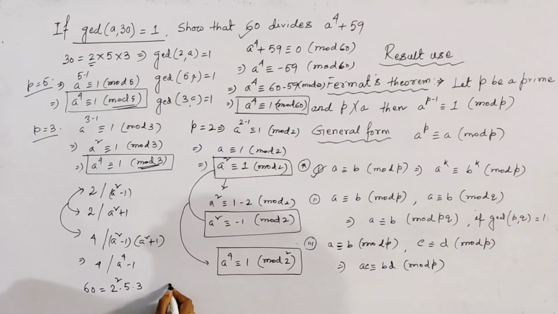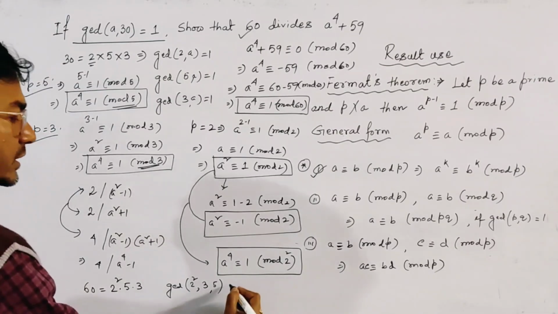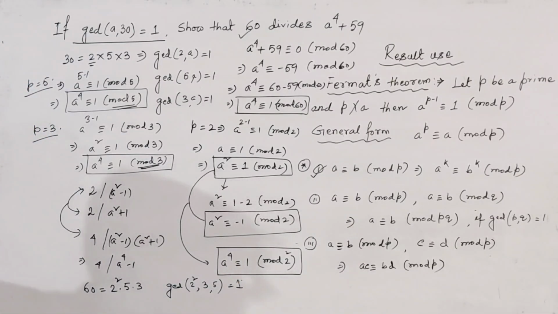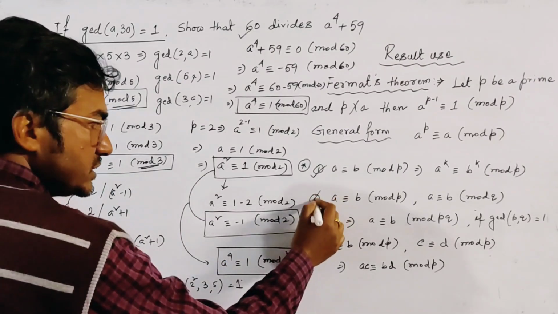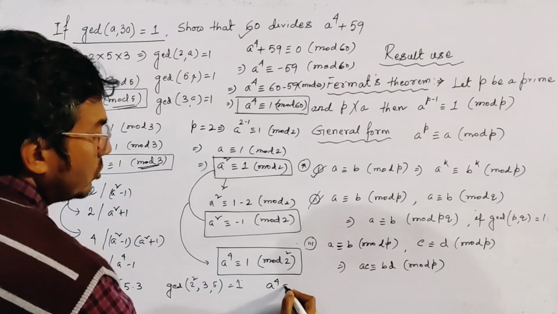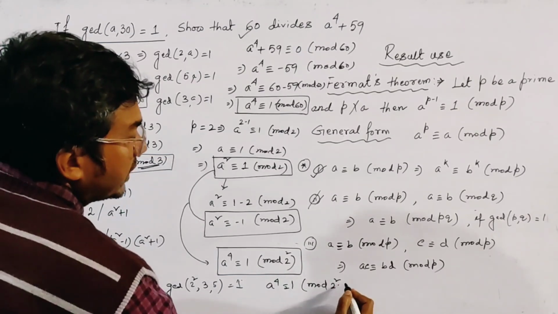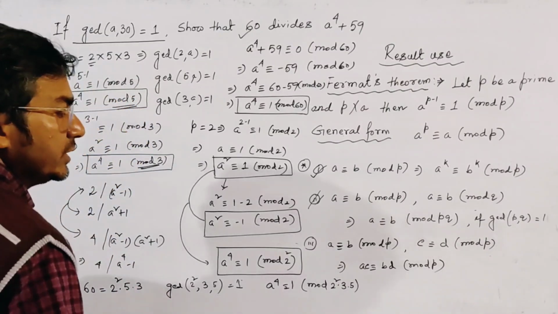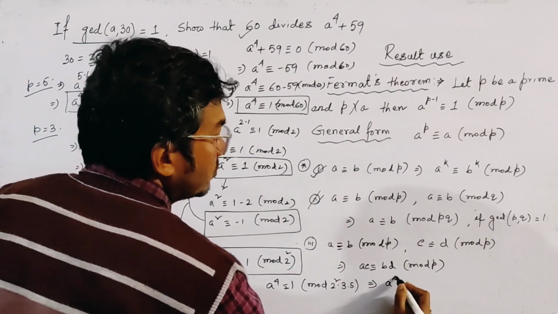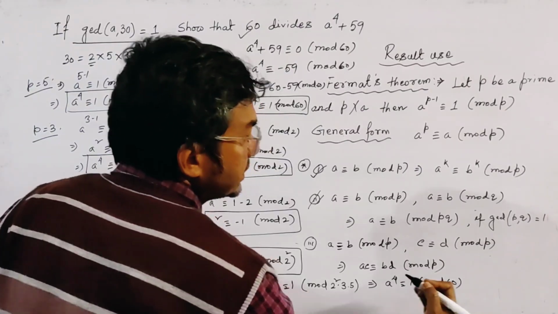Now since GCD of 2 square, 3, 5 is 1, we use the second property of congruence. We may write that a to the power 4 is congruent to 1 mod 2 square into 3 into 5. That is, we get the result a to the power 4 is congruent to 1 mod 60.